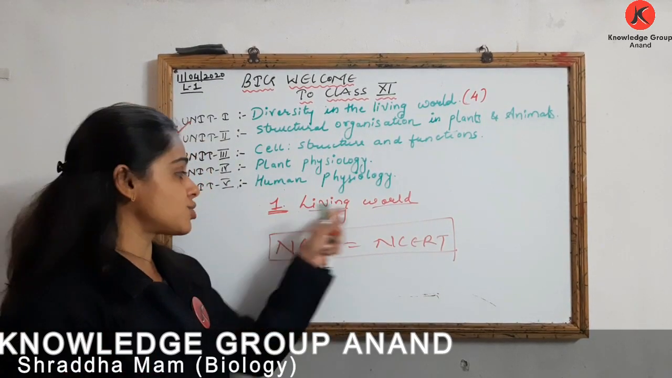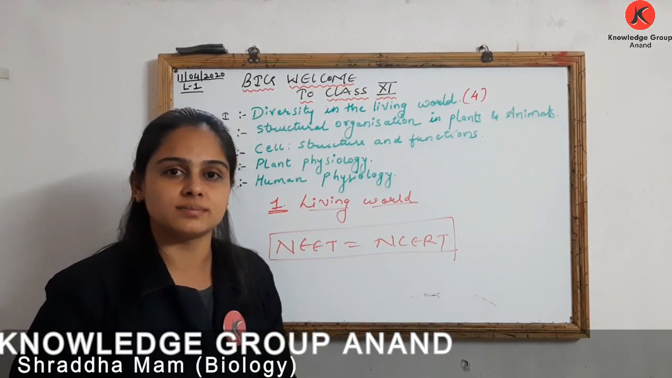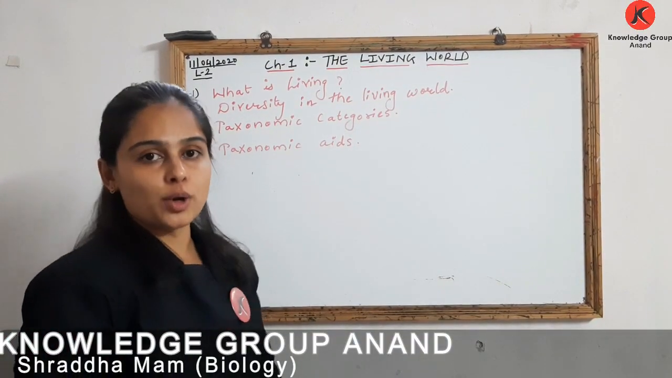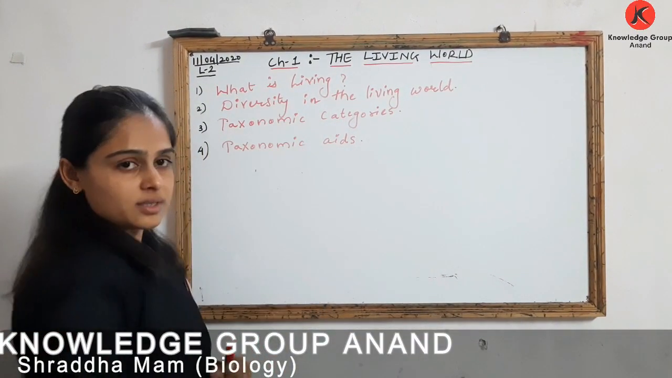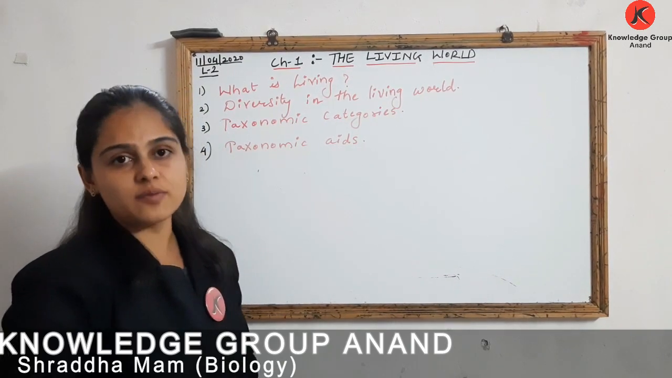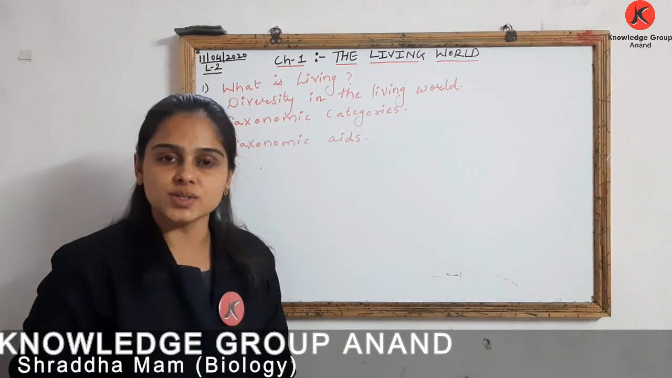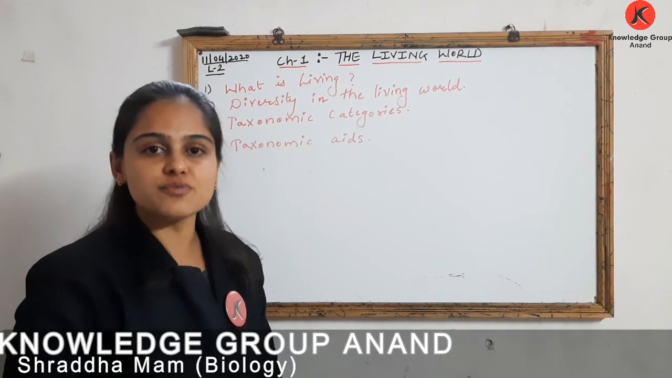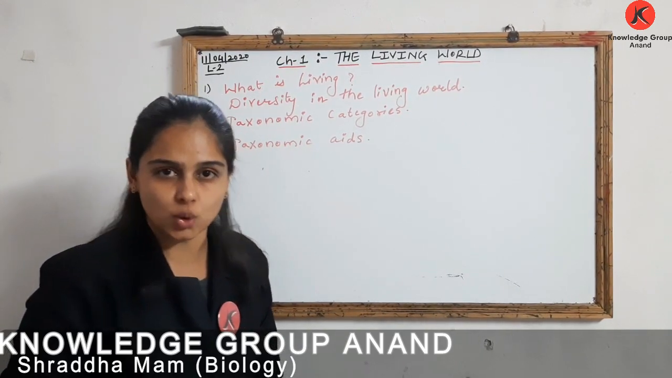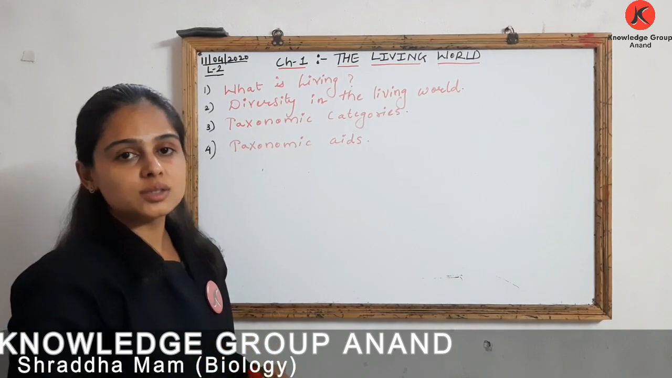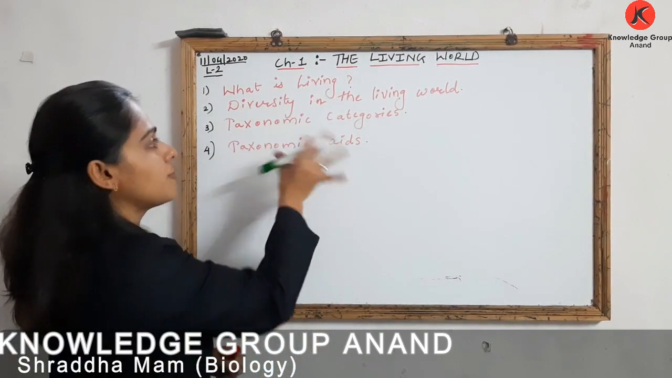So now we are going to start your unit number 1. In this chapter we are going to understand the following things, that is what is living. Second, we are going to understand diversity in living world. Then we are discussing your taxonomic categories followed by taxonomic aids. Okay, so your living world chapter comprises of these things.